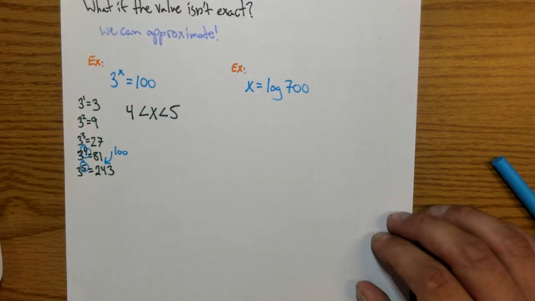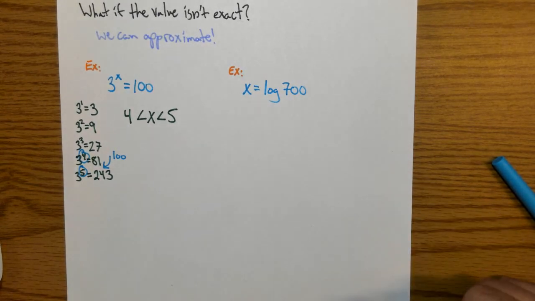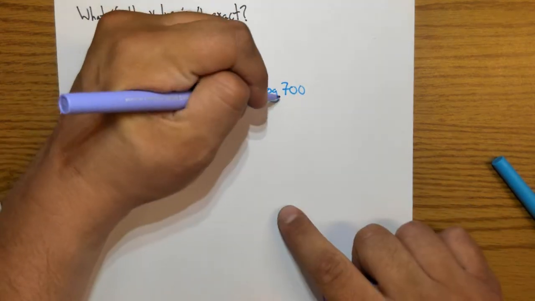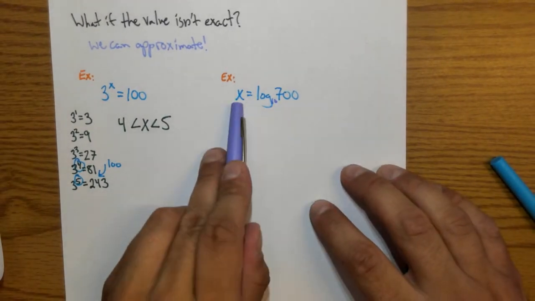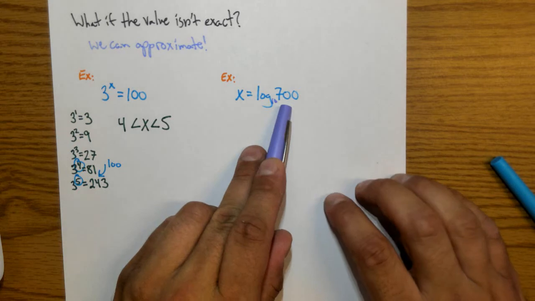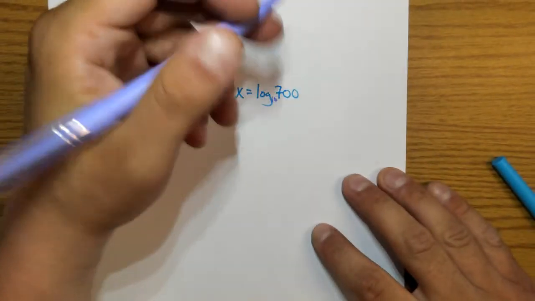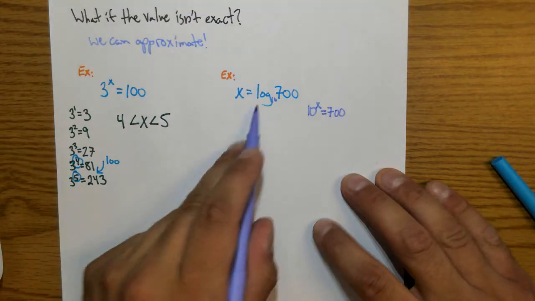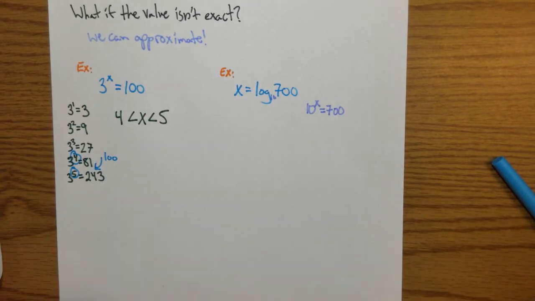Okay. Now let's take a look at this. Now this one is in log form, and notice there's no base written. So remember what that means. When there's no base, it's just an imaginary little 10 down there. Okay. So 10 is our base. So what this is saying is 10 to the x power is 700. So again, if you're more comfortable in exponential form, you can go write it in exponential form. 10 to the x power gives me 700.